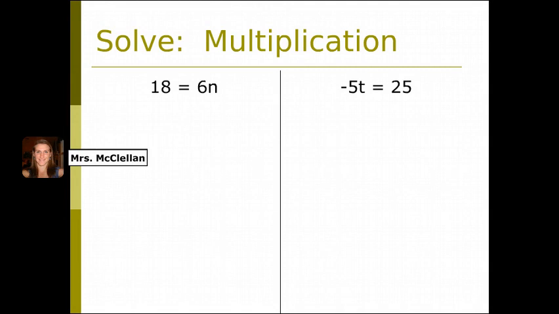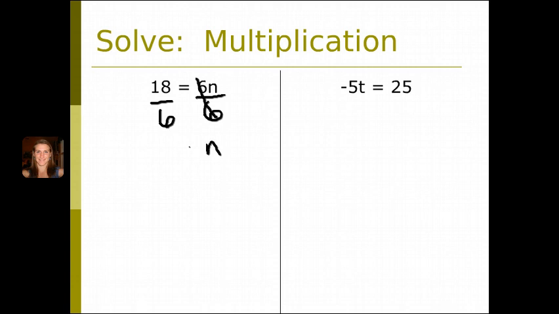Here are two more examples of one-step multiplication problems. Our first example, 18 equals 6n. If our goal is to get n by itself, and right now n is being multiplied by 6, we need to divide both sides of the equation by 6. Our 6's on the right cancel out. n is the only thing left. 18 divided by 6 gives us 3.